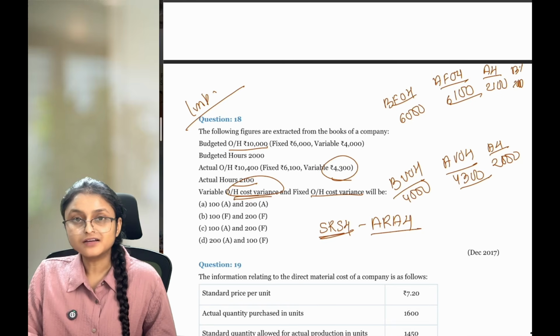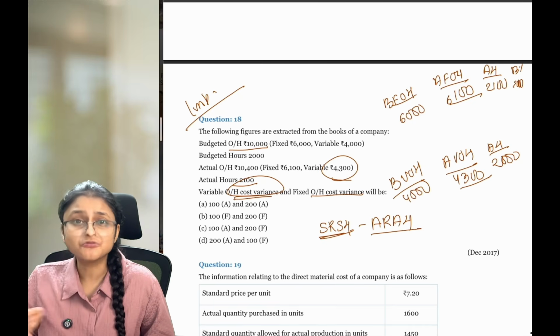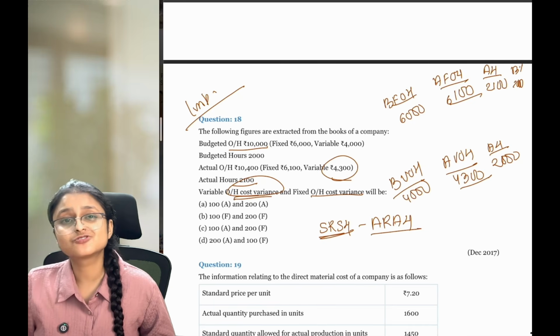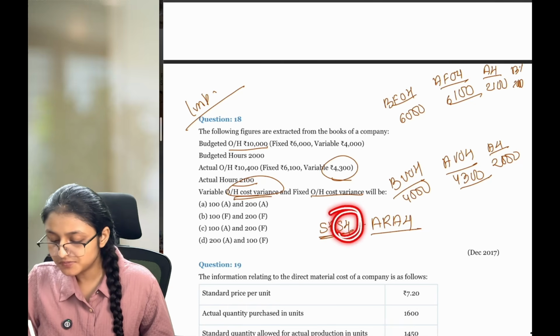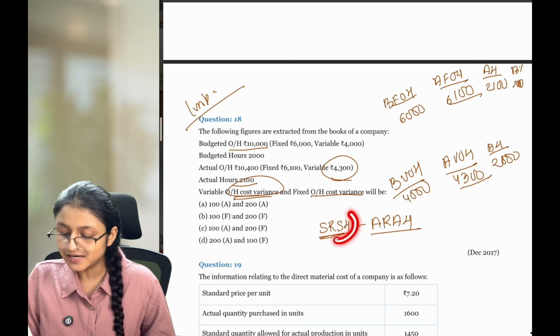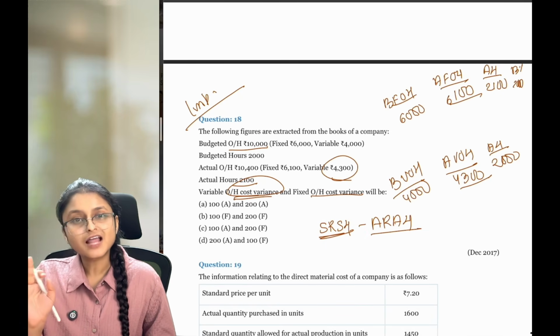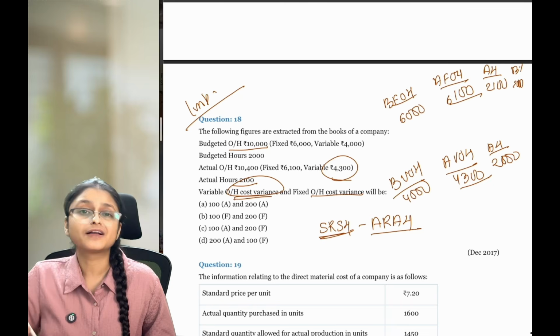For calculating standard hour, the question should provide the actual output or budgeted output with the help of which we can calculate that. But they are not providing us the actual or budgeted output. Hence, you will not be able to calculate the standard hour itself in this question. So what to do? Standard hour is for actual output. So we are going to assume that our standard hours is exactly equal to actual hours.